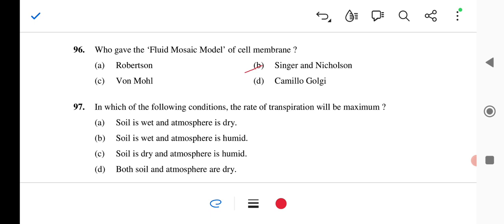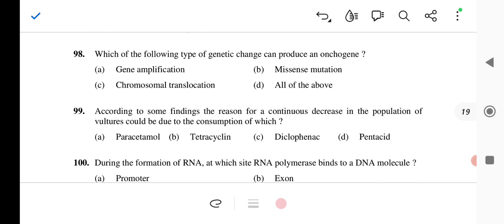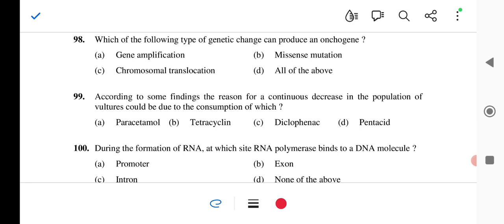Next is, in which one of the following conditions the rate of transpiration will be maximum? So rate of transpiration will be maximum when the soil is wet and the atmosphere is dry. Soil is wet means the water potential is high there, and atmosphere is dry means towards the top part the water potential is less. Next is, which of the following types of genetic change can produce an oncogene? So oncogene can be produced by chromosomal translocation, by missense mutation, by gene amplification is a little doubtful one, but it may happen. So all of these are correct.